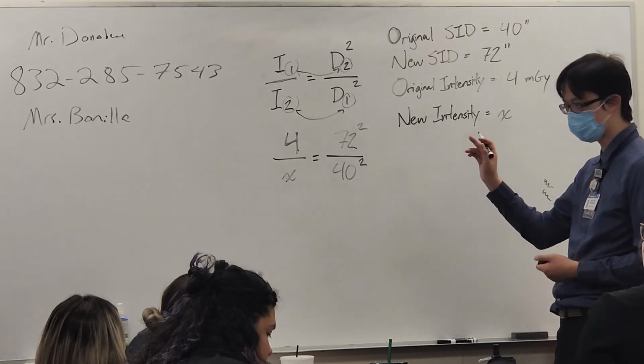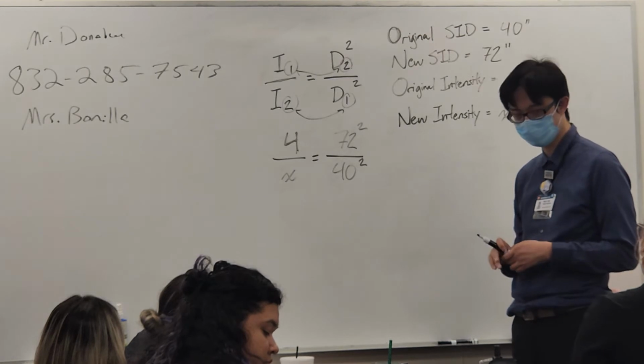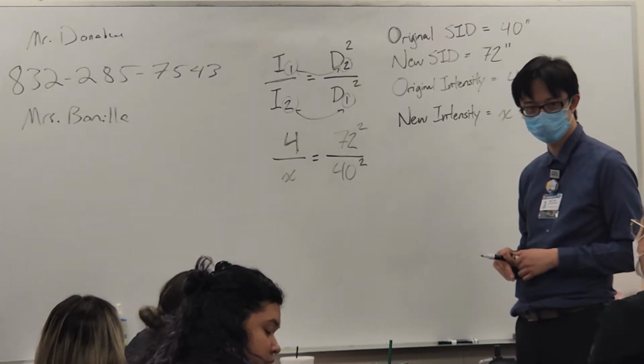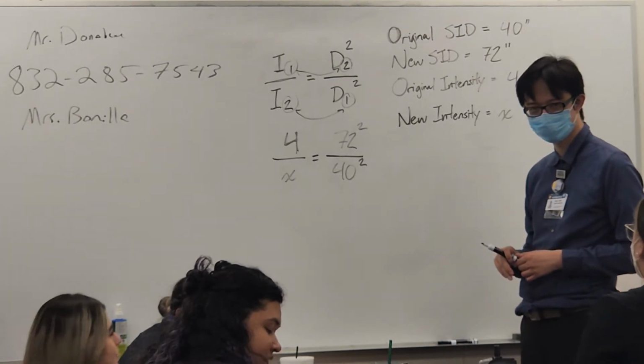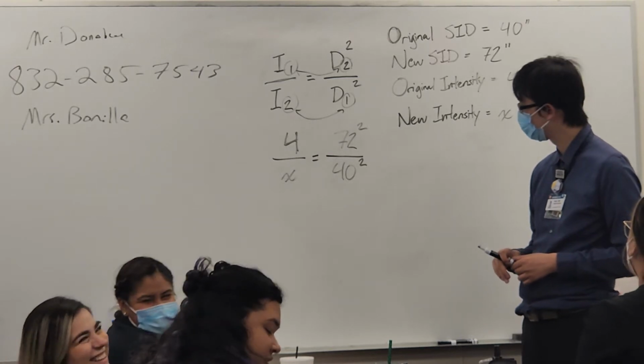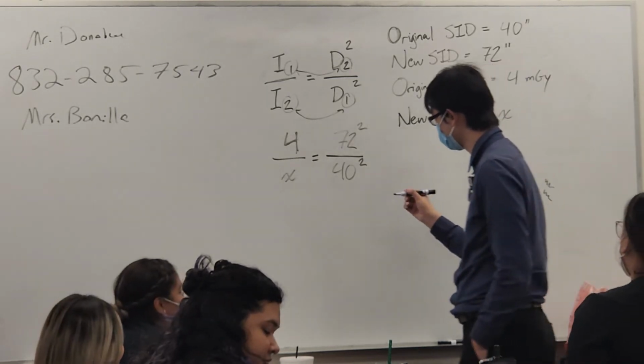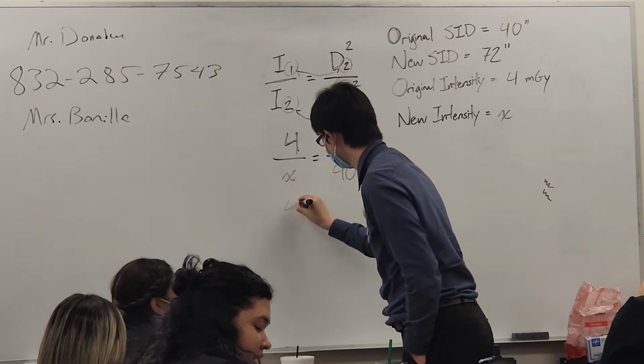So, from here, what is our first step? 72 times 72. Oh, I'm sorry. Squared first. Okay, great.